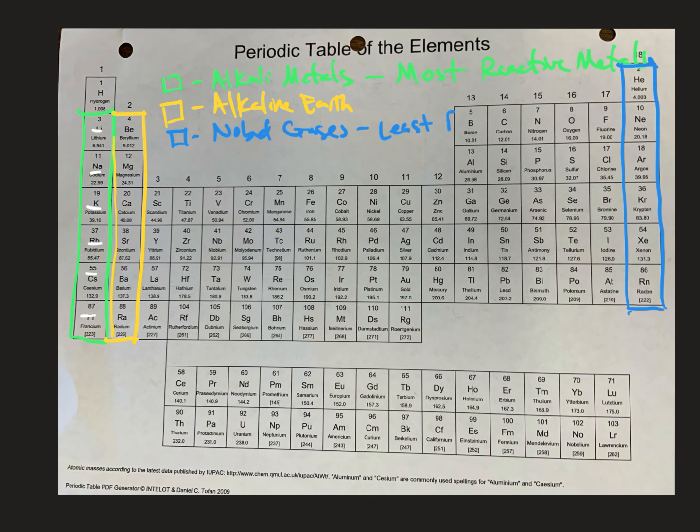Least reactive elements, not just metals or nonmetals, but least reactive elements on the periodic table. Are we okay with that idea? Okay. And then this group right here, these are the halogens. And these are the most reactive nonmetals. Because they just need to get one more. Okay? How you feeling?